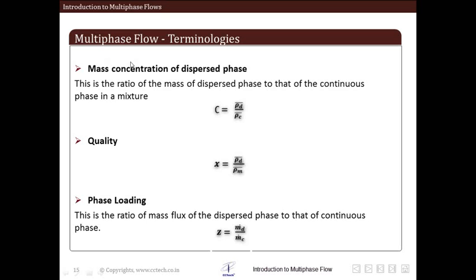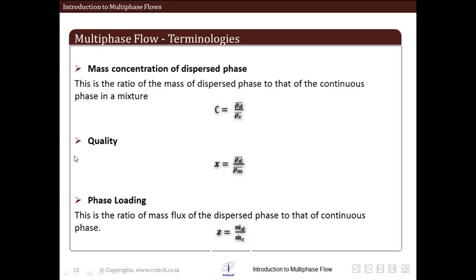Next term is the mass concentration of the dispersed phase. Now, as you can see, this is the ratio of the mass of the dispersed phase to that of the continuous phase. It is obtained by simply dividing the bulk density of the dispersed phase by the bulk density of the continuous phase. Next term is quality.